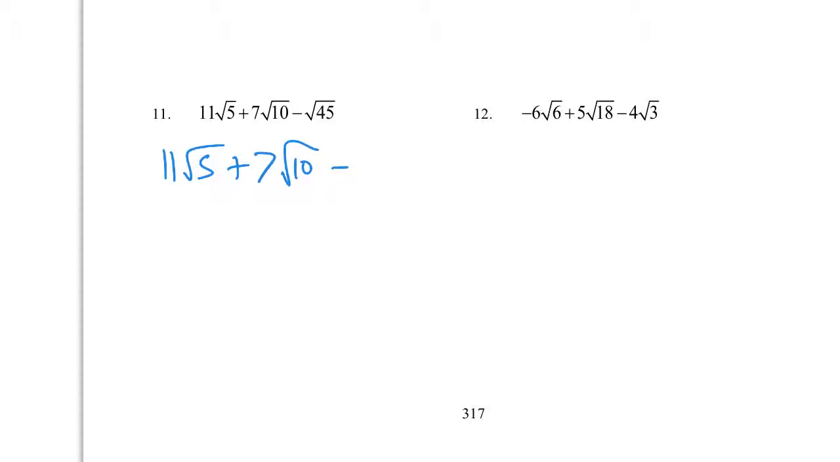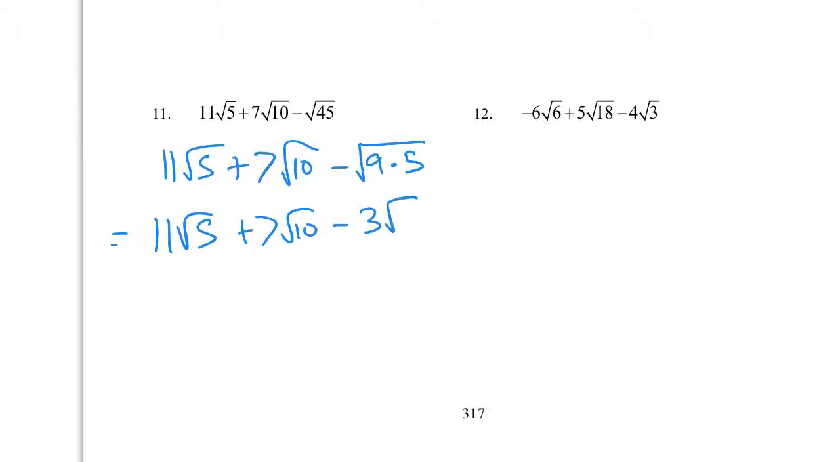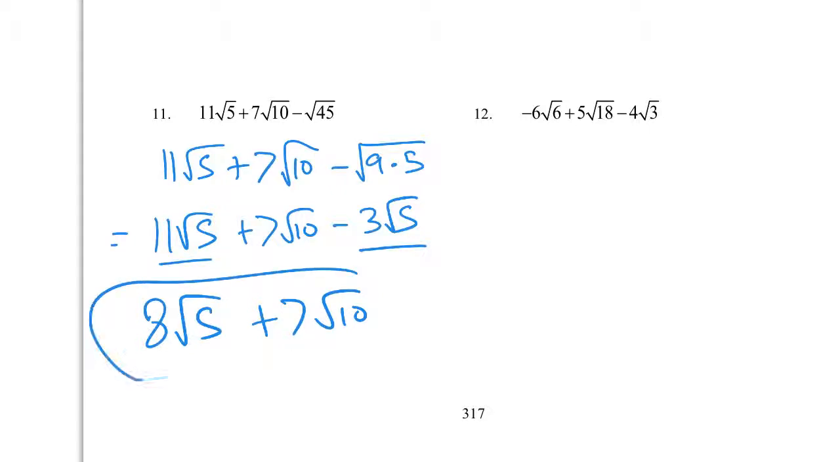Now, root 45 does have a perfect square that goes into it. I can break that down into 9 times 5. So I get 11 root 5 plus 7 root 10 minus 3 root 5. And I have like terms here. 11 minus 3 would be 8 root 5 plus 7 root 10. Okay, so hopefully that's a good refresher about radicals, adding and subtracting them.